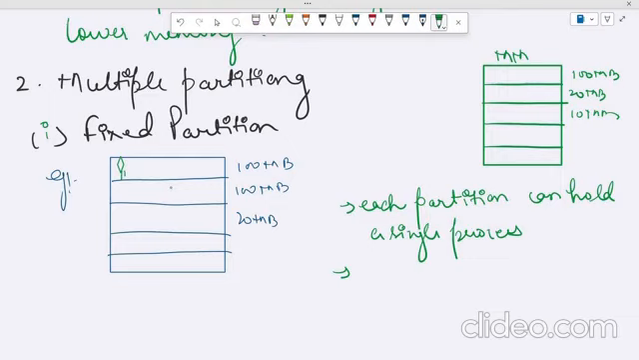So these are the fixed partition concepts. I hope you understand this. Now, the important point is that in this case, the operating system is on the top. In the top block, the operating system resides.